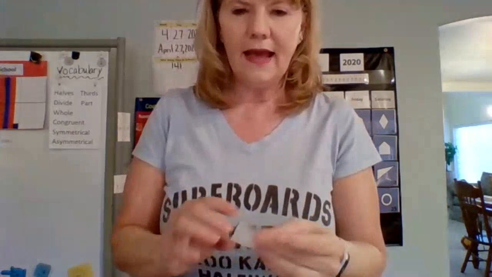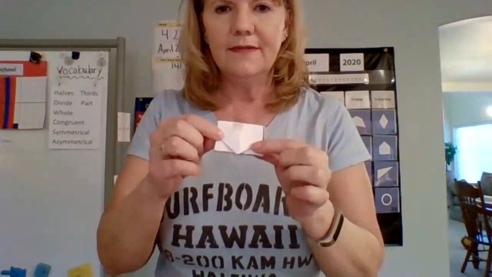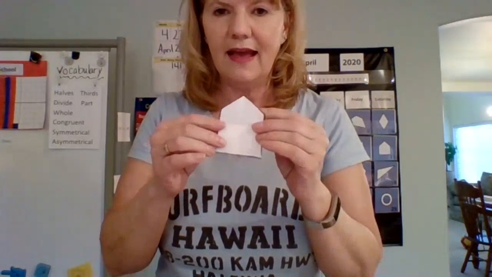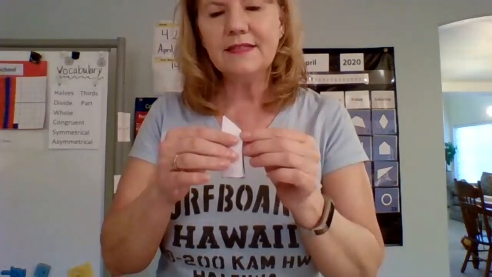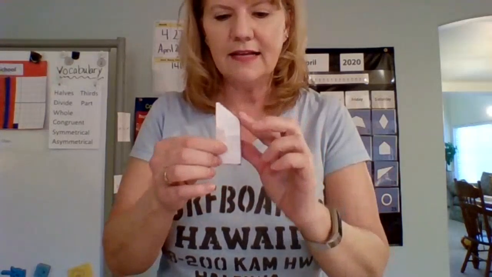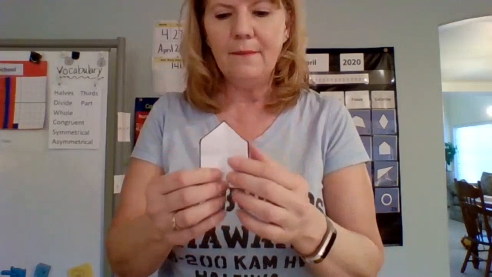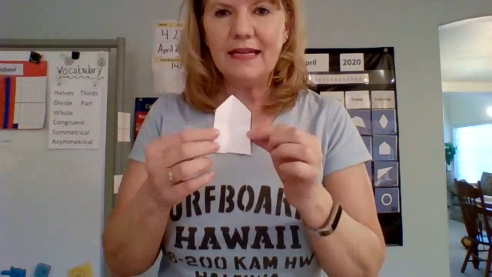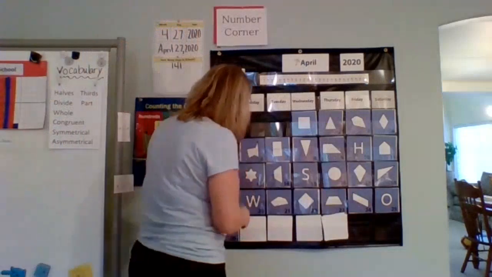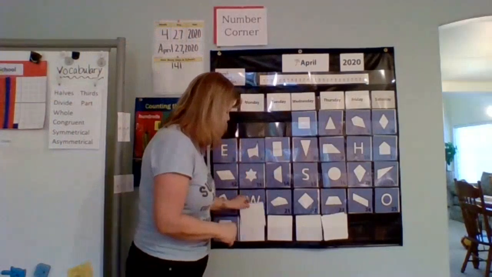Okay, now we're going to see if this is symmetrical. Let's fold this down in half, and there's some left over. So it's not exactly the same when I fold it in half. Well, let's try folding it in half this way. Okay, and it is. There's nothing left over. The sides are exactly the same. And both sides are exactly the same. That means this is symmetrical because both sides are the same. Okay? So the 26th is symmetrical.